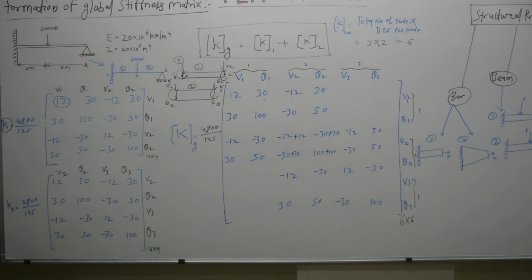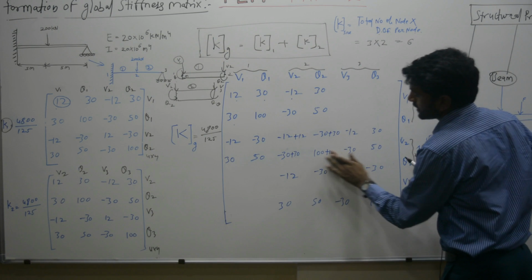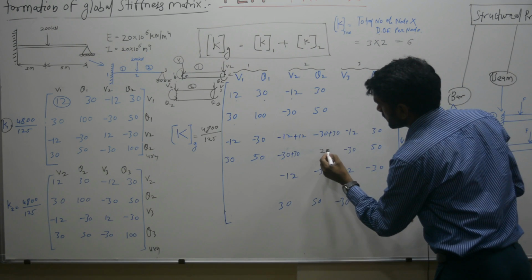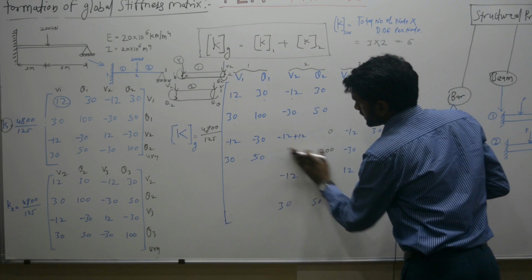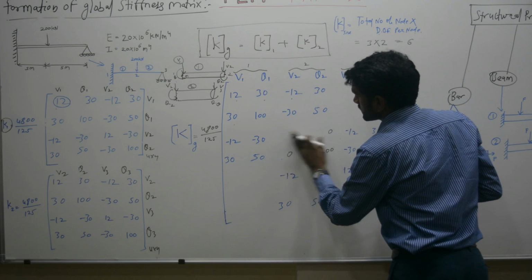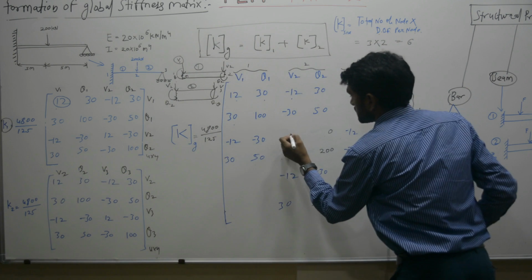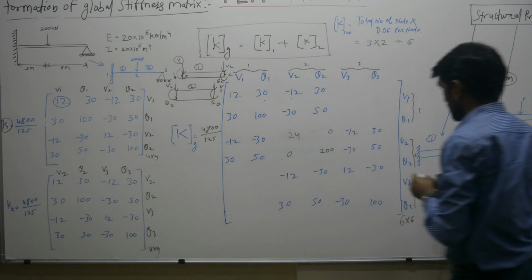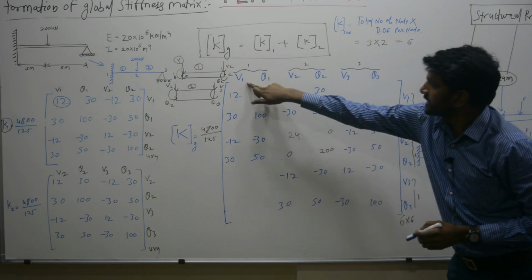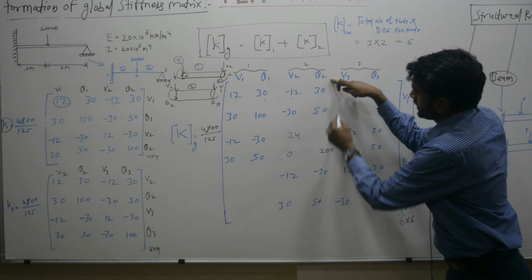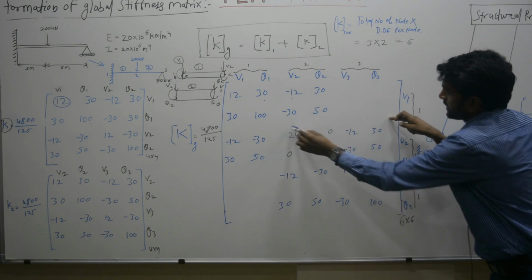Now to make it more precise, here we have 100 plus 100, 200, plus minus 30, it is going to be 0, plus minus 30, it is going to be 0, and sorry, 12 plus 12 is 24. Now, these four elements, V1, theta 1, V2, theta 2, were the contribution of element stiffness matrix K1, and these were the contribution of element stiffness matrix K2.